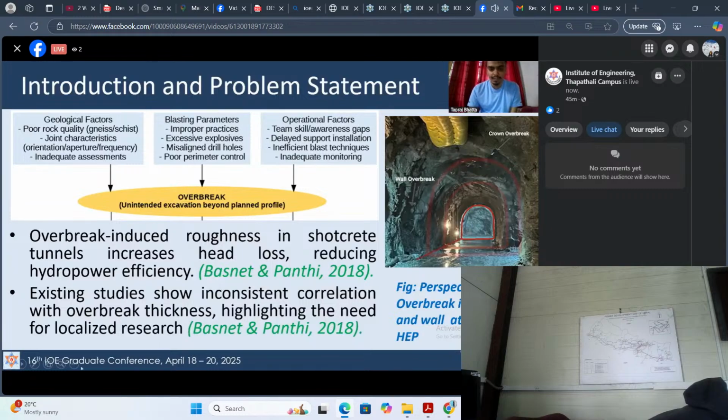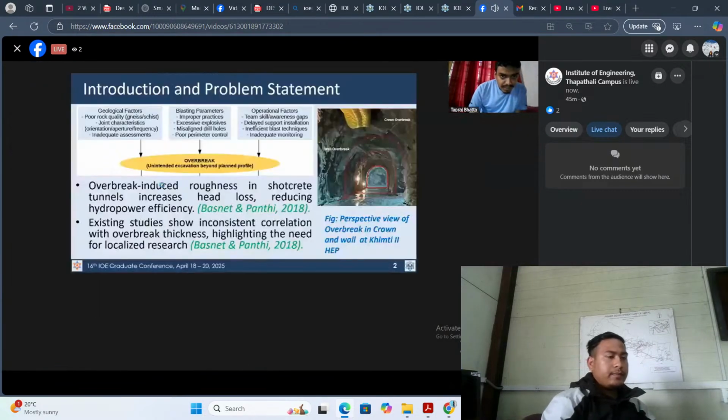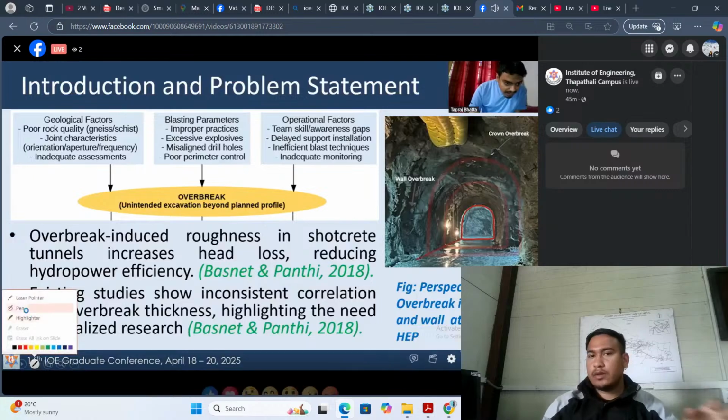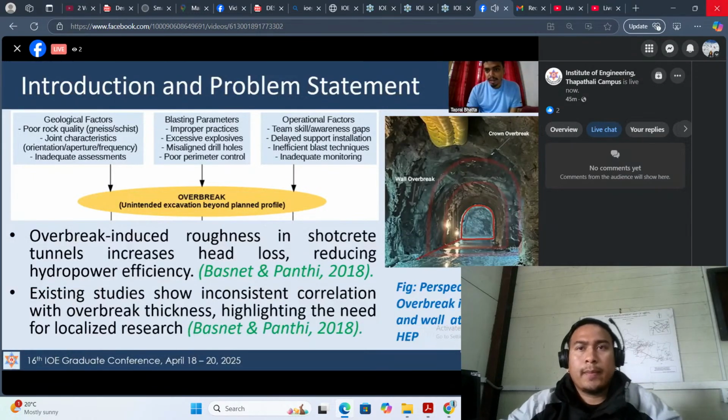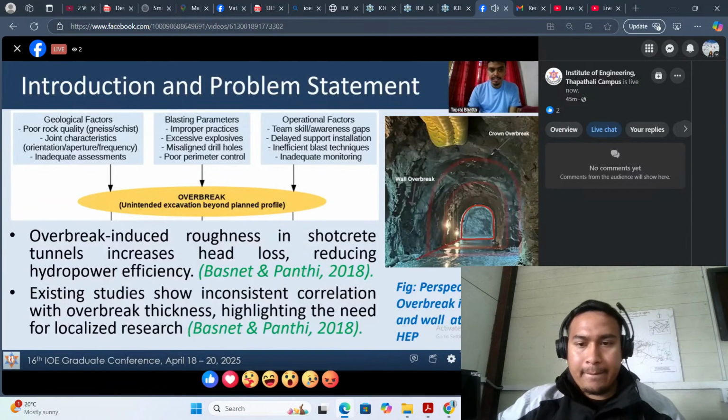As shown here in the figure, we can see that wall overbreak and crown overbreak can be seen.